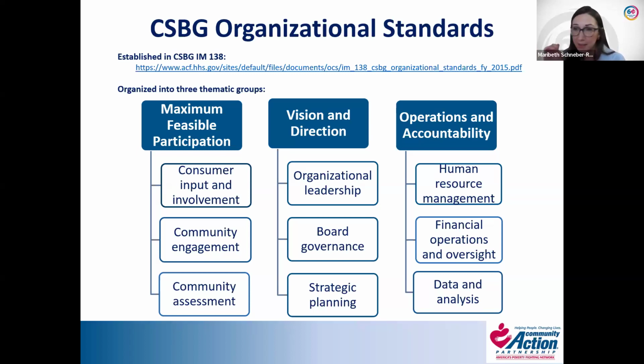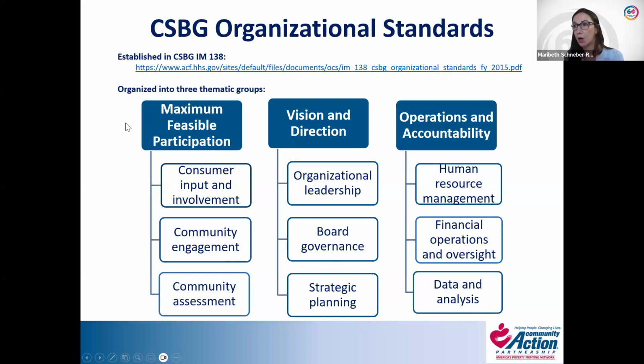The CSBG Act itself was last reauthorized in 1998. CSBG organizational standards didn't come out until later. You can see this IM is dated fiscal year 2015, and I think they actually came out in 2016 and were put into place in 2017. My point is, if you go to the Act itself, you're not going to see where organizational standards are required, because it was passed before org standards came out. However, CSBG organizational standards are required for all CAAs. States are required to assess that agencies are complying with the organizational standards on an annual basis. So you can always go to CSBG IM 138 to see those requirements.